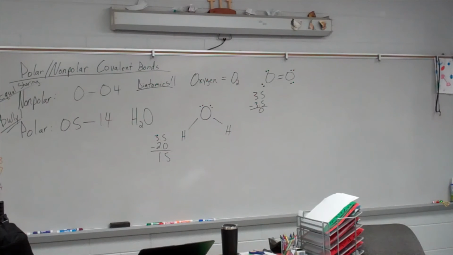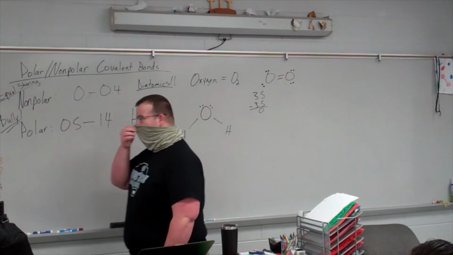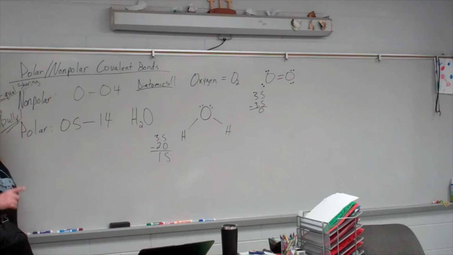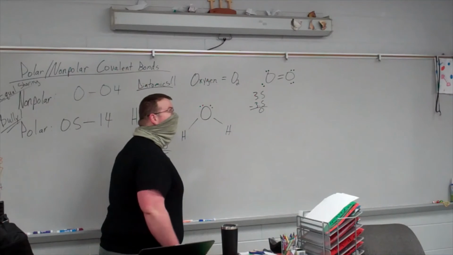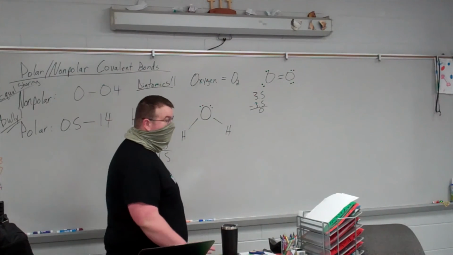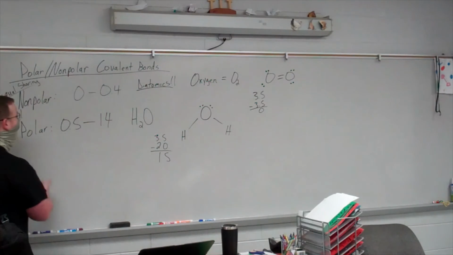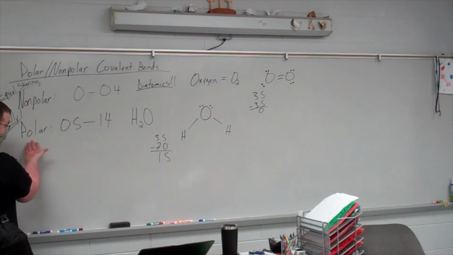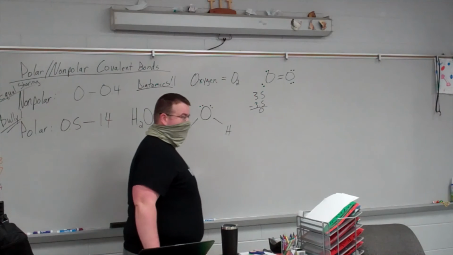Column 14. What? Hydrogen. Very nice. Hydrogen is the exception. So hydrogen is a non-metal. Oxygen is a non-metal. You have hydrogen and oxygen bonded together. So what type of bond is this? It's a covalent bond. And you can now give me more detail of what type of bond. Polar covalent bond.